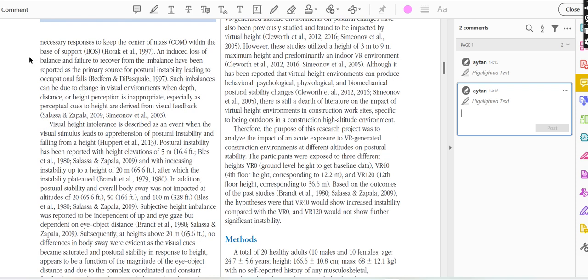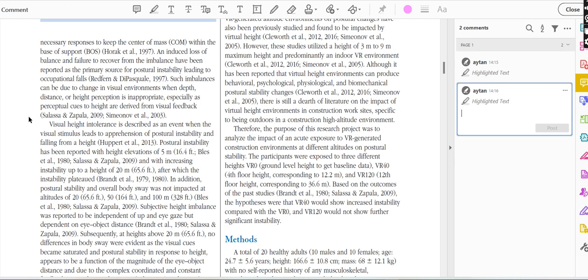An induced loss of balance and failure to recover from the imbalance have been reported as the primary source for postural instability leading to occupational falls. Such imbalances can be due to change in visual environments when depth, distance, or height perception is inappropriate, especially as perceptual cues to height are derived from visual feedback.